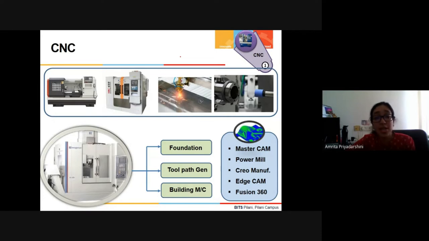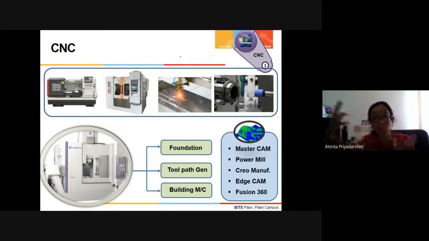But motions are basically controlled manually. And in that case, human intervention is more. And when human intervention is there, accuracy will obviously be less. Repeatability will also be less. And since the standard machines which were used were mostly three-axis machines, generating complex structured things will also be very difficult.